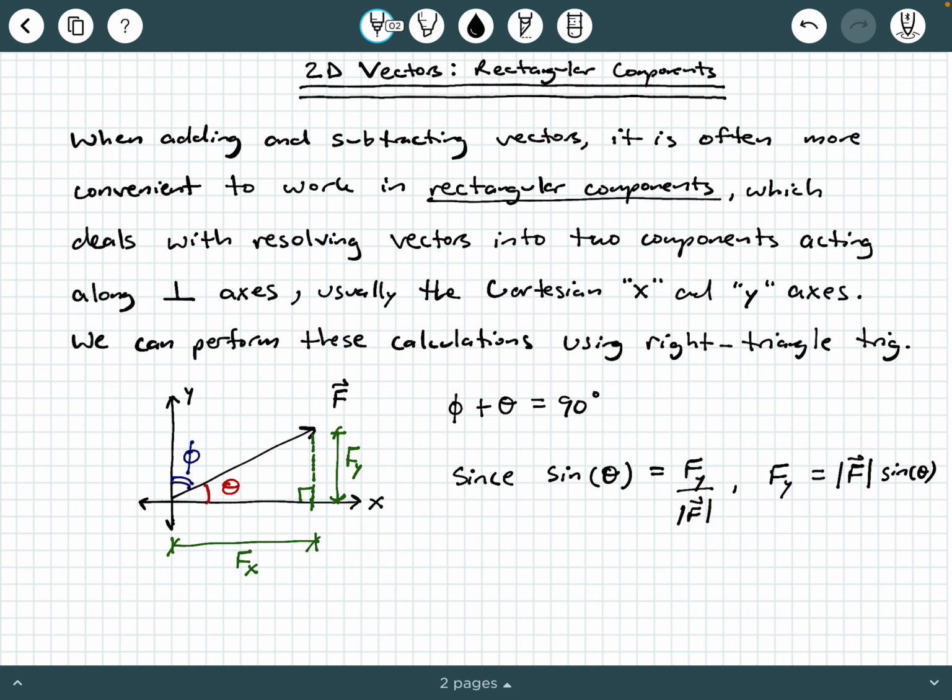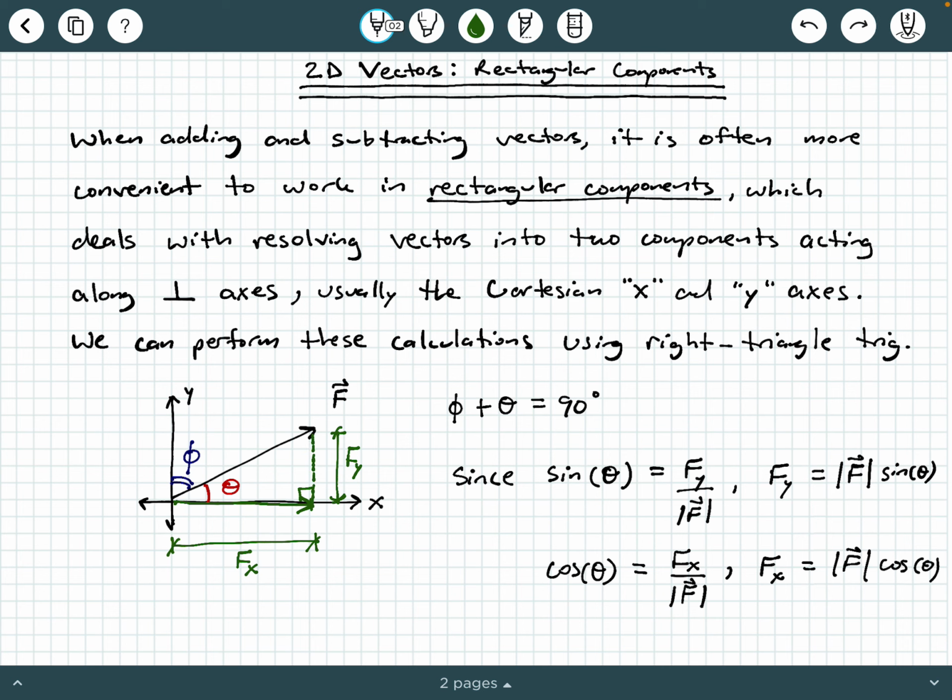Now, similarly, we can say cosine of theta is adjacent over hypotenuse, which would be Fx over magnitude of F. And so we can get that component, that x component Fx, that's the one that's down here, right? That's this horizontal component, is equal to magnitude F times cosine theta. So if I were to sketch this back on my figure, this would be Fx and this would be Fy, okay?